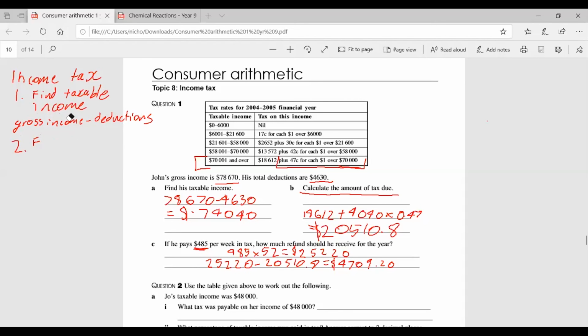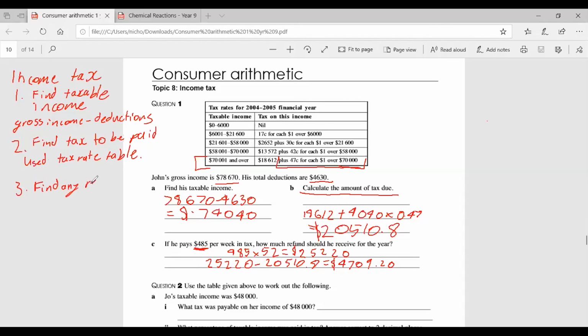Step 2, find tax to be paid. And how did we do that? Well, we used the table, the tax rate table. The tax is going to change depending on what band they're in. And if they're less than $6,000, then they're not paying any tax, are they? Yeah.